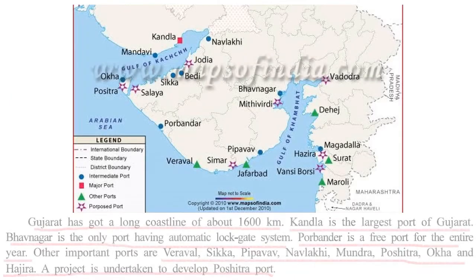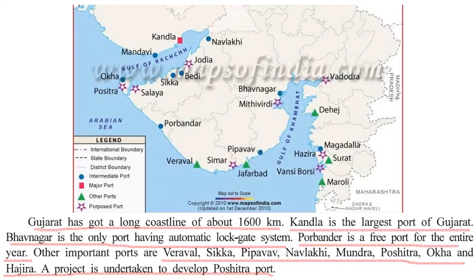This is a picture of the ports of Gujarat. Gujarat has a long coastline of about 1600 kilometers. Kandla is one of the largest ports of Gujarat. You can see all the ports starting from the topmost red colored Kandla, then Mandvi, Okha, Poshitra, Salaya, Sikka. Here red ports are the major ports, the blue are the intermediate ports, green are other, and the starred are the proposed ports. So that's how these ports have been marked here.